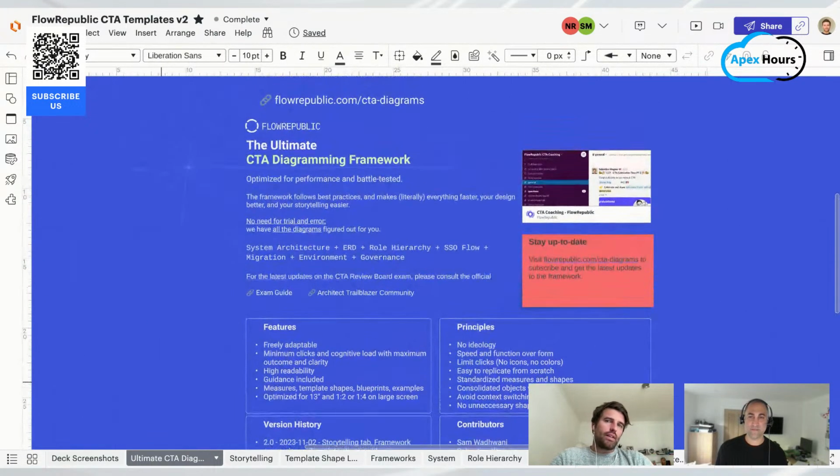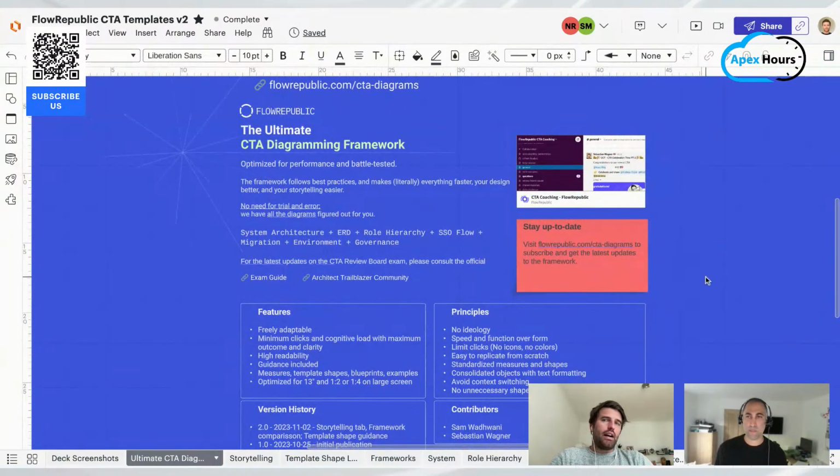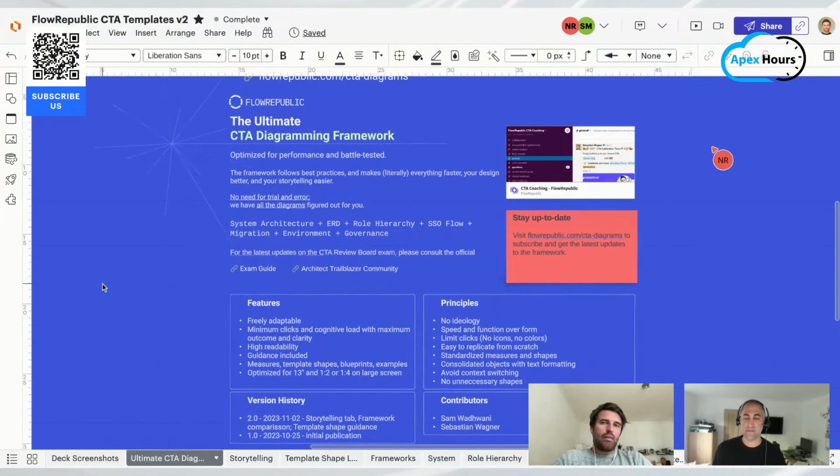One other thing that I would like to highlight is this is an evolutionary framework. So as we receive feedback from individuals, we will be bumping up the version number. So always keep a reference to this document. You can go to flowrepublic.com CTA diagrams. We've created a very basic newsletter where we will be sharing updates, and we will be posting that on LinkedIn as well so that you don't miss anything.